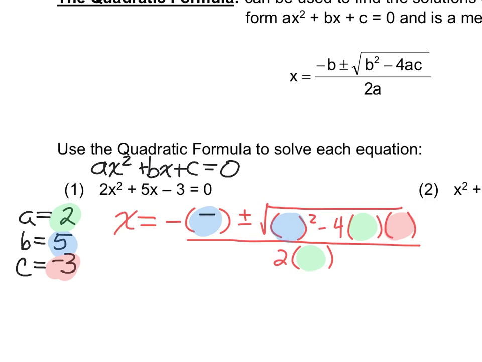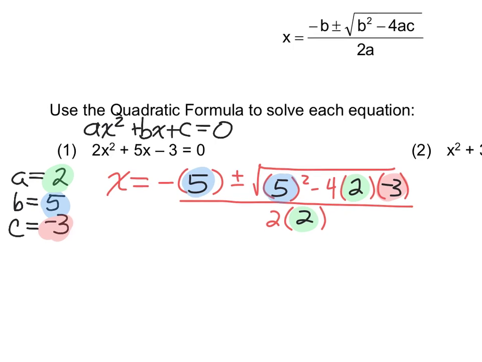So negative in parentheses 5 plus or minus the square root of 5 squared minus 4 times 2 times negative 3 over 2. Just again replacing all my a's with the a value, which is 2, all my b's with the b value, which is 5, and my c, there's only one of them in the formula, with the c value, which is negative 3. So that's the easy part. It's just plug in values in. Now I have to crunch those numbers.